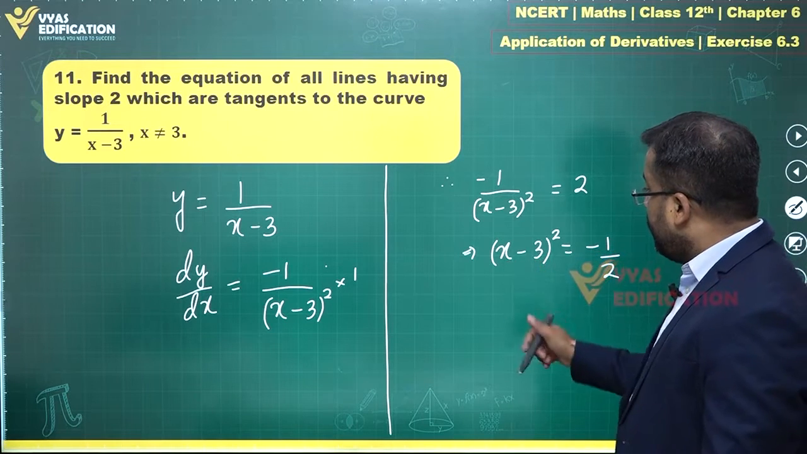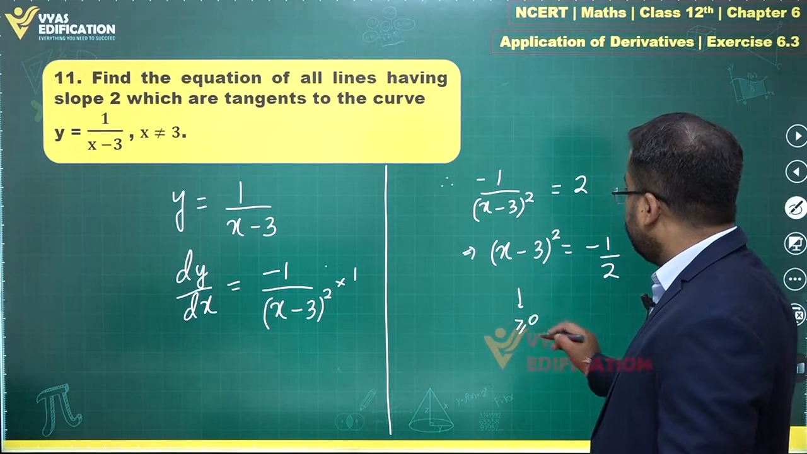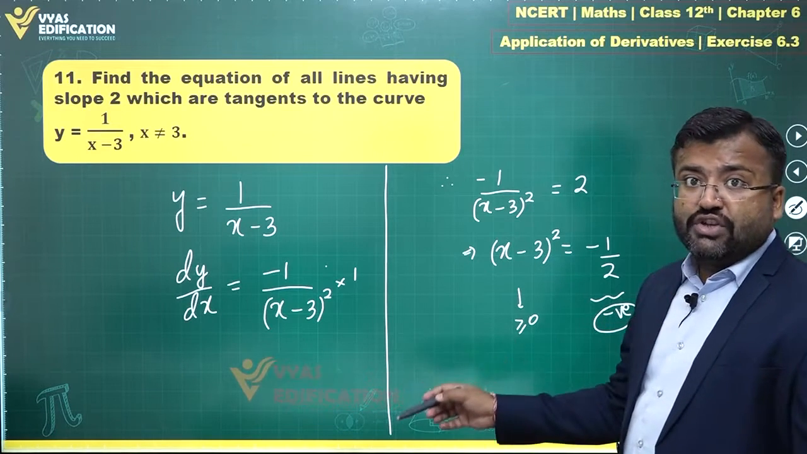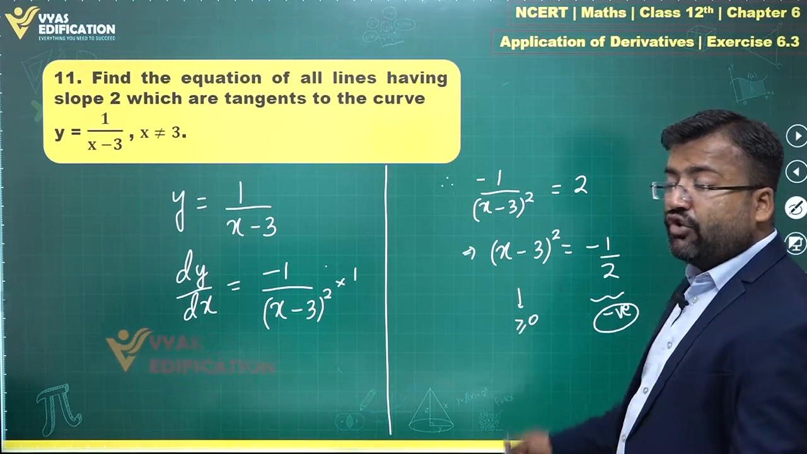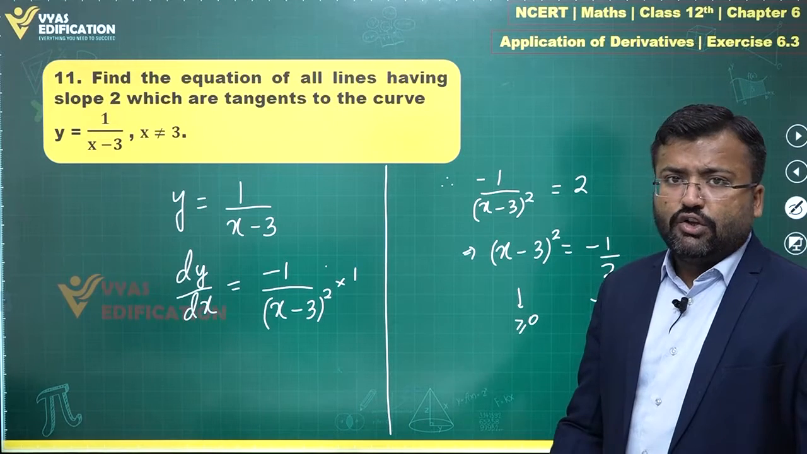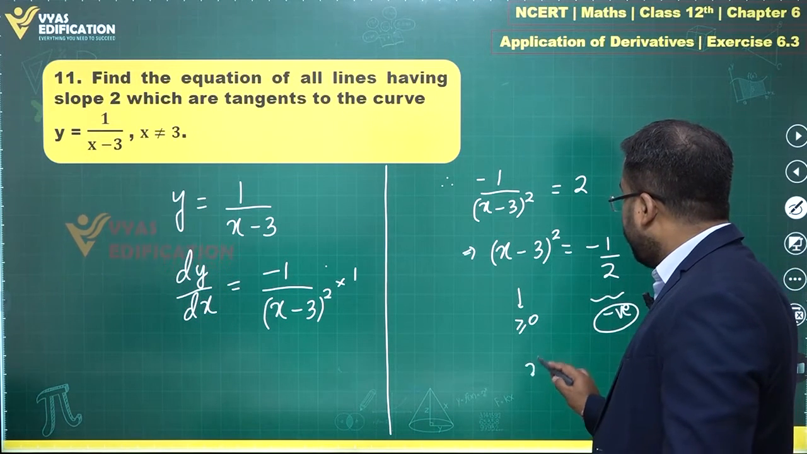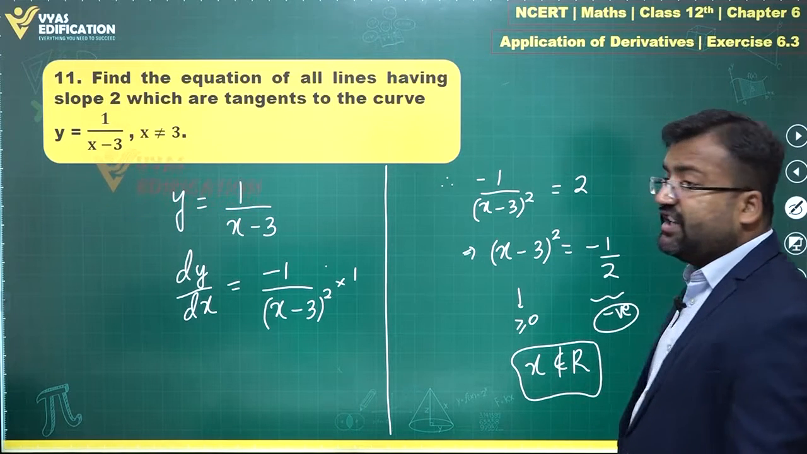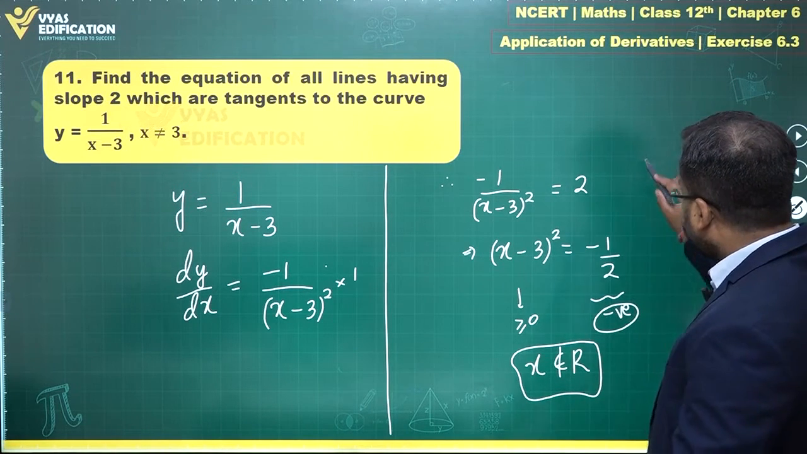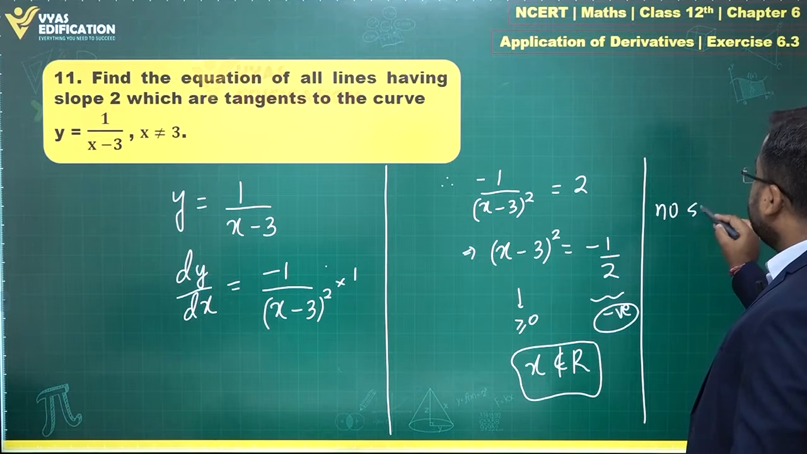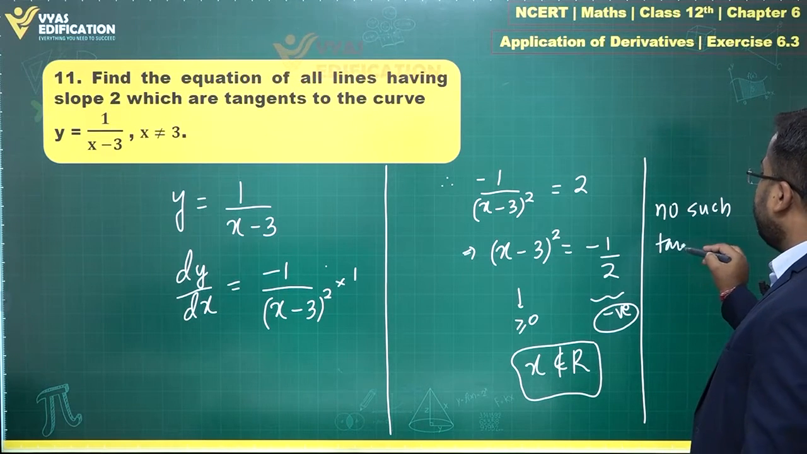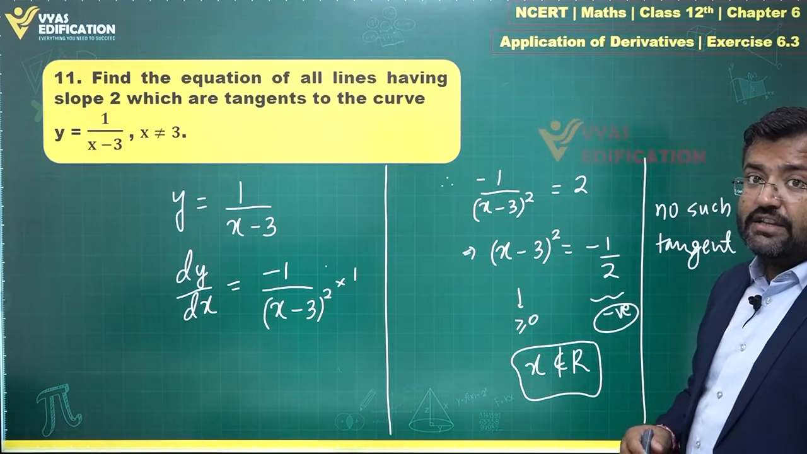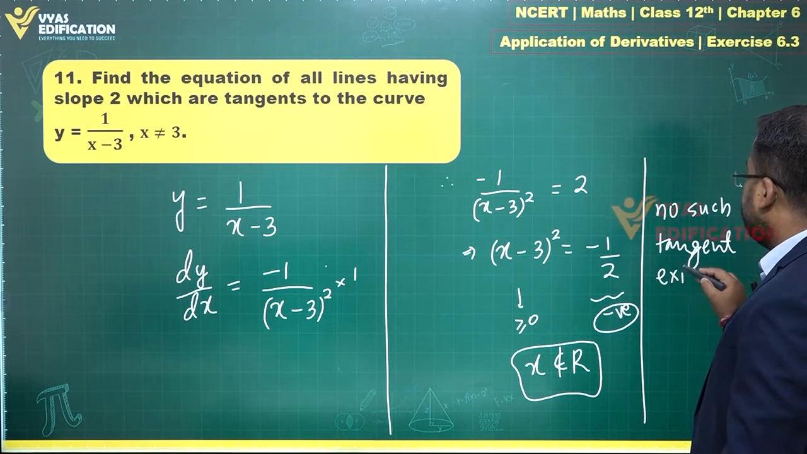And this is a square quantity, which is always greater than or equal to 0, while this is negative. A non-negative quantity and a negative quantity, can they ever be equal? No, they cannot be equal for any real values of x. So x does not belong to the reals. There is no real value of x that exists. Therefore, no such tangent exists. In this particular case, this is a trick question, and no such tangent exists.